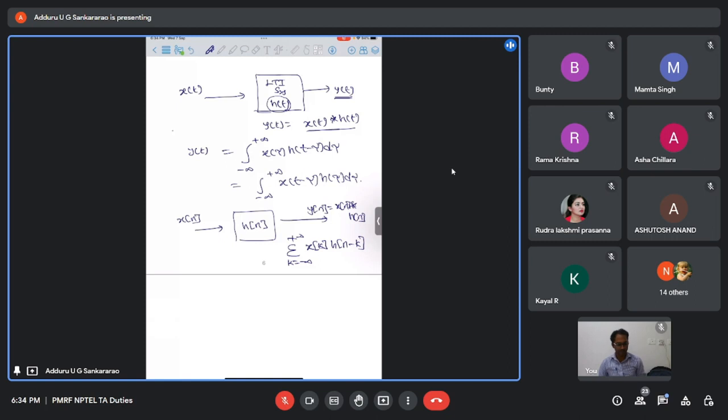That means if we know the impulse response, then we can completely tell what the output will be for an arbitrary input for an LTI system. If we know the impulse response, we can say what its complete output will be for any arbitrary input.